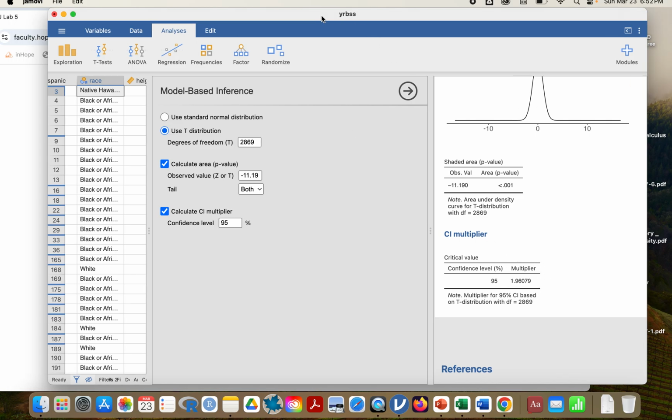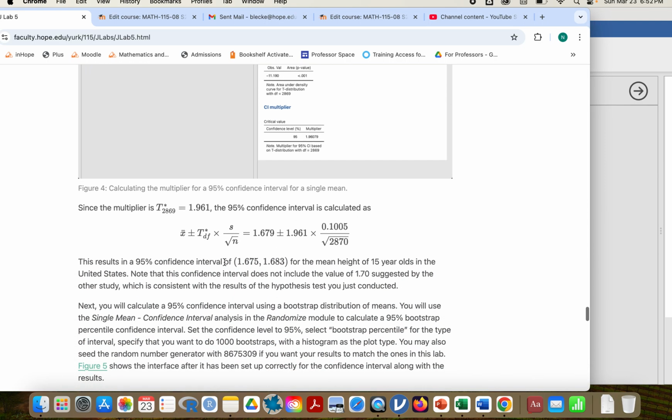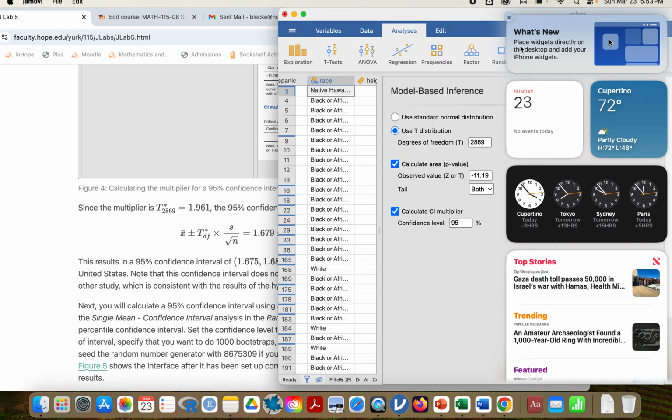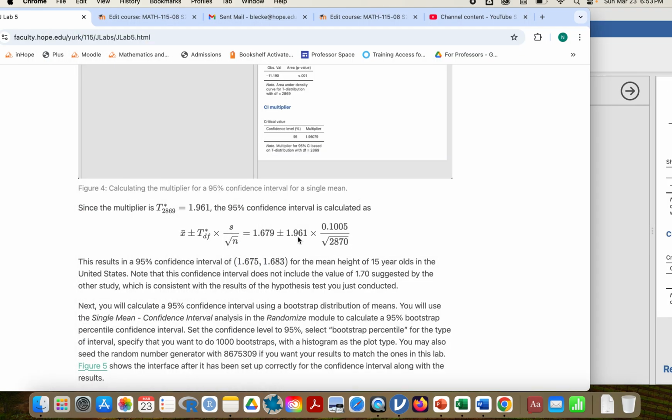If you have a smaller sample size, which means a smaller degree of freedom, you might get slight differences in the multiplier. All right, so the way the confidence interval works is you take your point estimate and you add and subtract the multiplier generated by the t-score, or t-star sub-degrees of freedom, multiplied by the sample standard deviation over the square root of the sample size. And so we have this 1.961. That is where this is coming from.